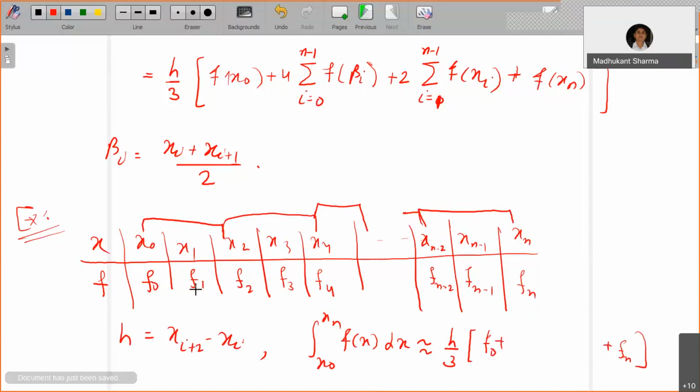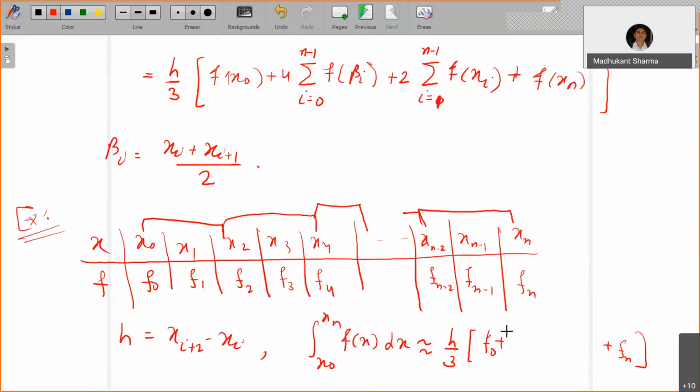So some of these midpoint values are going to be multiplied by 4 and added. And some of these f2, f4 and so on, f_{n-2} are multiplied by 2 and then added. So these are the odd places, f1, f3, f5 and so on. And these are the even places, f2, f4, f6 and so on.